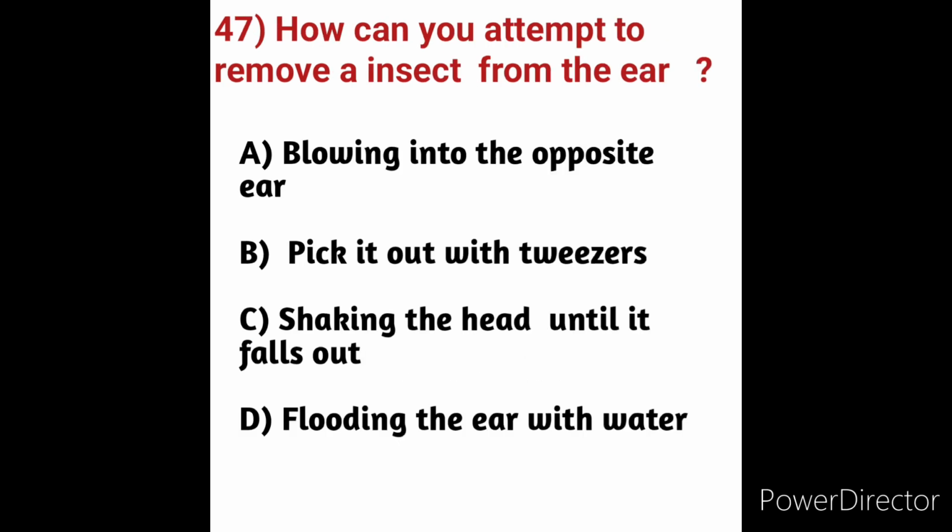How can you attempt to remove an insect from the ear? Here an insect is present in the ear. How will you attempt to remove the insect from the ear? We will see option A, blowing into the opposite ear. Option B, pick it out with tweezers. Option C, shaking the head until it falls out. Option D, flooding the ear with water.